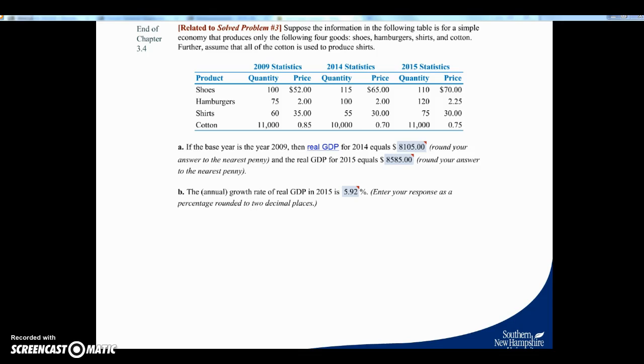Further, assume that all the cotton is used to produce shirts. So the reason they add that last line in there is because they want you to understand that cotton is an input and not a final good. So people aren't going to the store to buy cotton balls or cotton to make their own shirts. It's only being used by manufacturers to produce shirts, so shirts will be the end product. And that's important to remember when we calculate GDP, because when we calculate GDP, we're just calculating the final product.